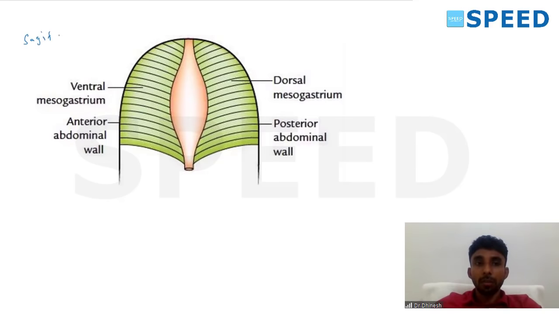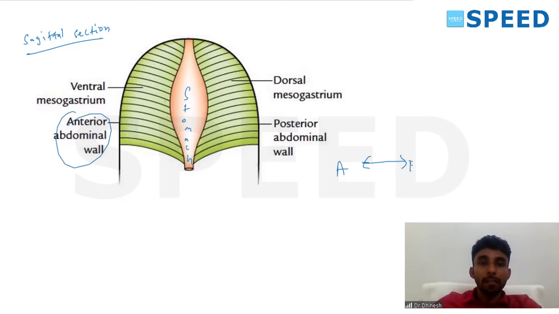Okay, the section has gone through above downwards, a sagittal section of the developing stomach. In this diagram, you know the orientation of which is anterior and which is posterior, isn't it? The peritoneal fold extending from the anterior abdominal wall to the stomach is the ventral mesogastrium. The peritoneal fold extending from the posterior abdominal wall to the stomach is the dorsal mesogastrium. And here is the development of liver, and here is the development of spleen, isn't it?